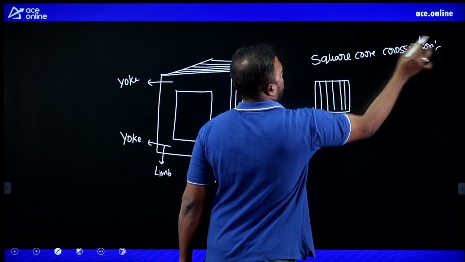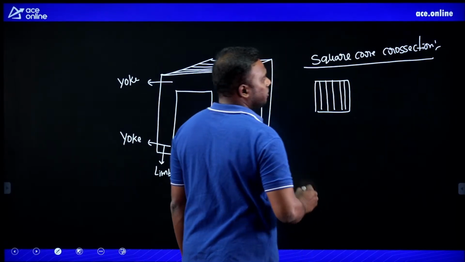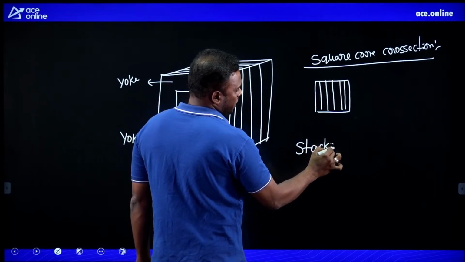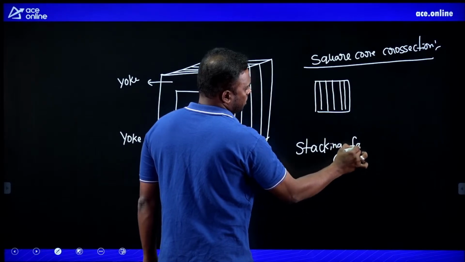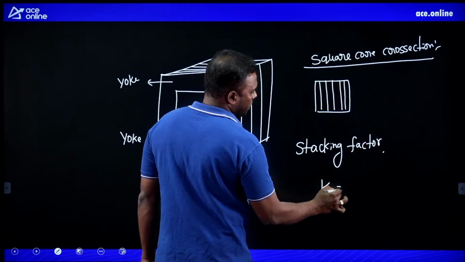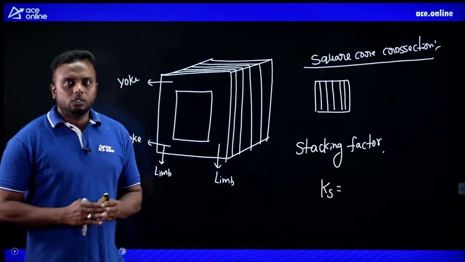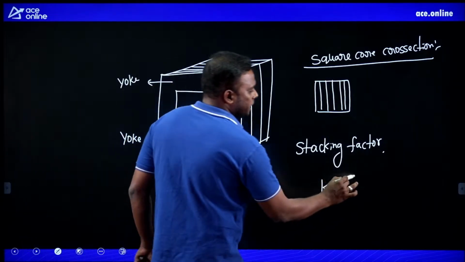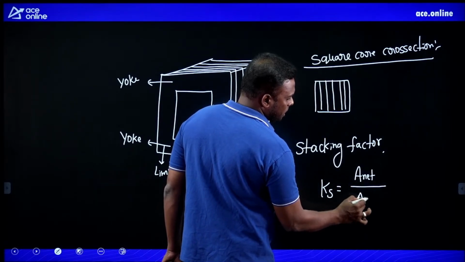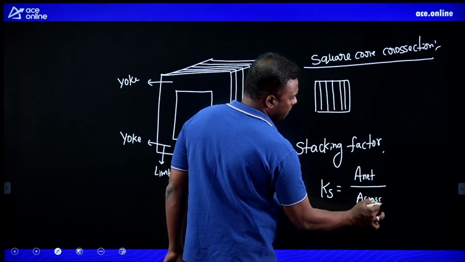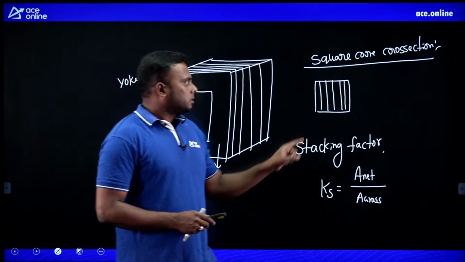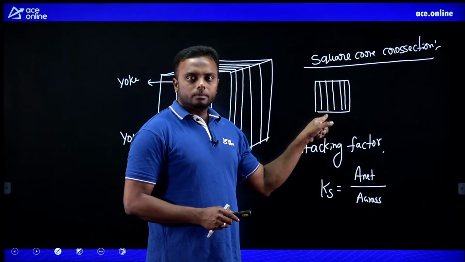So here we define one important term called stacking factor. This is indicated with Ks. So what is stacking factor? It is the ratio of net cross-sectional area of core to the gross cross-sectional area of core, because this is a laminated core, no?